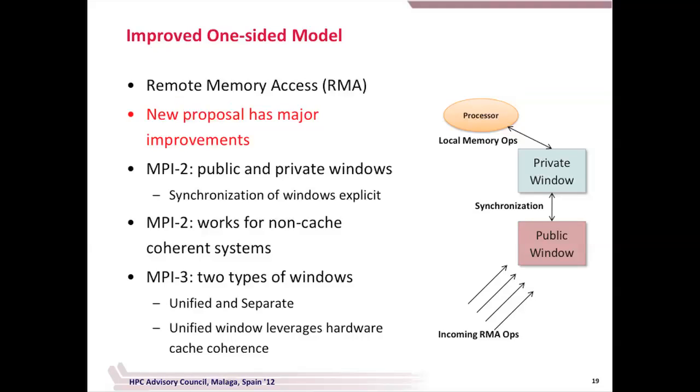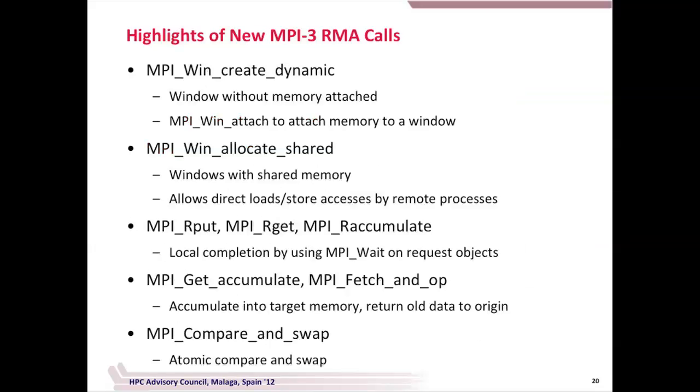So here, there is a private window and a public window, then you can have incoming RMA operations coming here, then there are some synchronizations, and then you do some local memory operation. Now the broad difference is that MPI 2 was targeted at non-cache-coherent systems. But in MPI 3, they are trying to expand that and provide two types of windows, unified and separate, and the unified window leverages hardware cache coherence. Those are the kinds of changes which have come into play.